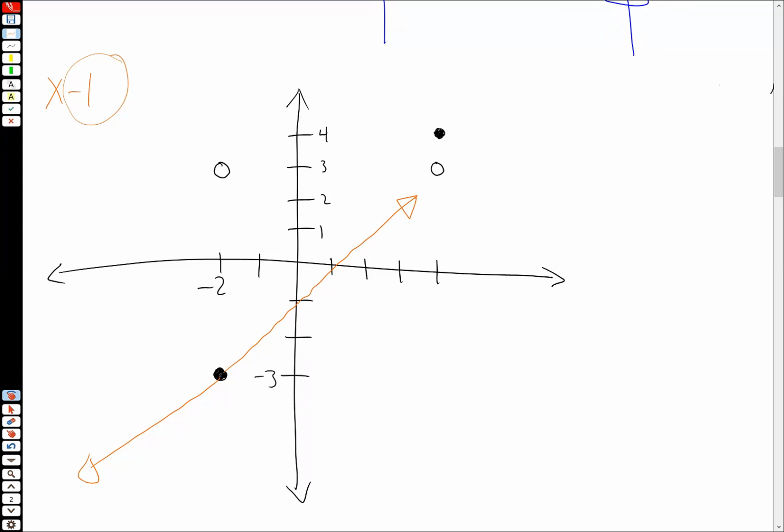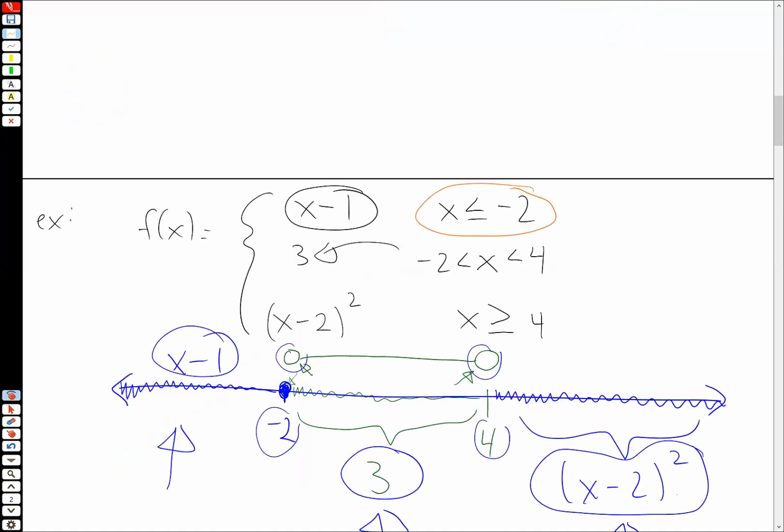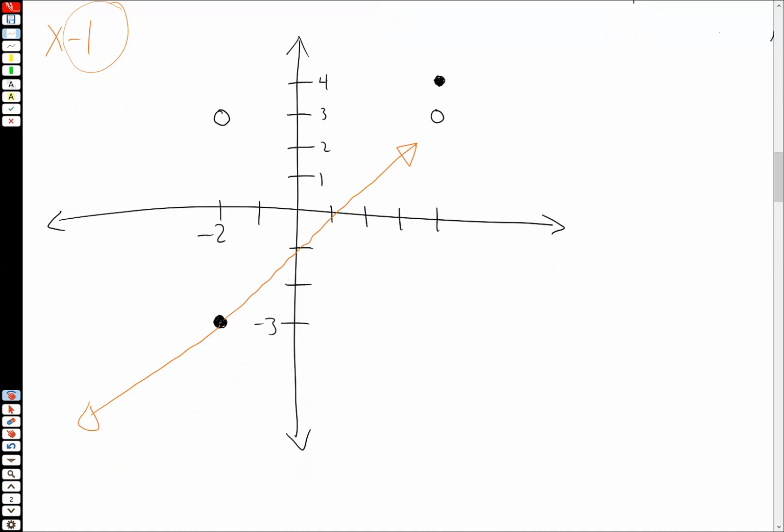Now, do we want the whole function x minus 1? No. What piece of x minus 1 do we want? We want x minus 1 when x is less than or equal to minus 2. So if I go back down to my graph, I'm just going to erase everything that's not less than or equal to minus 2, which is all of this right here. So that's my piece right there for x minus 1.